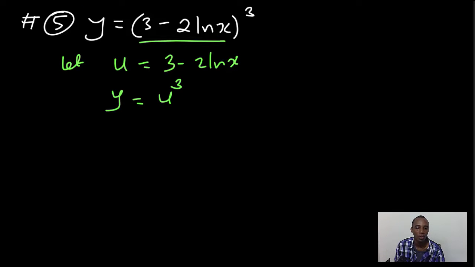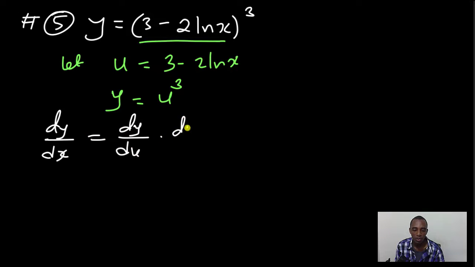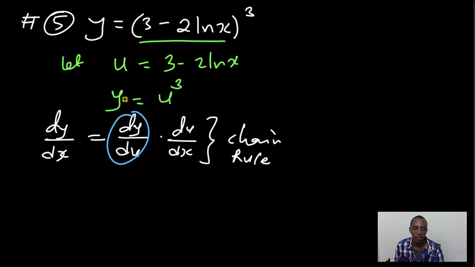Okay, so for this, you can see that dy/dx using the chain rule is going to be dy/du times du/dx. This is the so-called chain rule. So what we've got to do here is find dy/du using this function, and then we find du/dx from here, and that will be it. So let's go ahead and find dy/du.